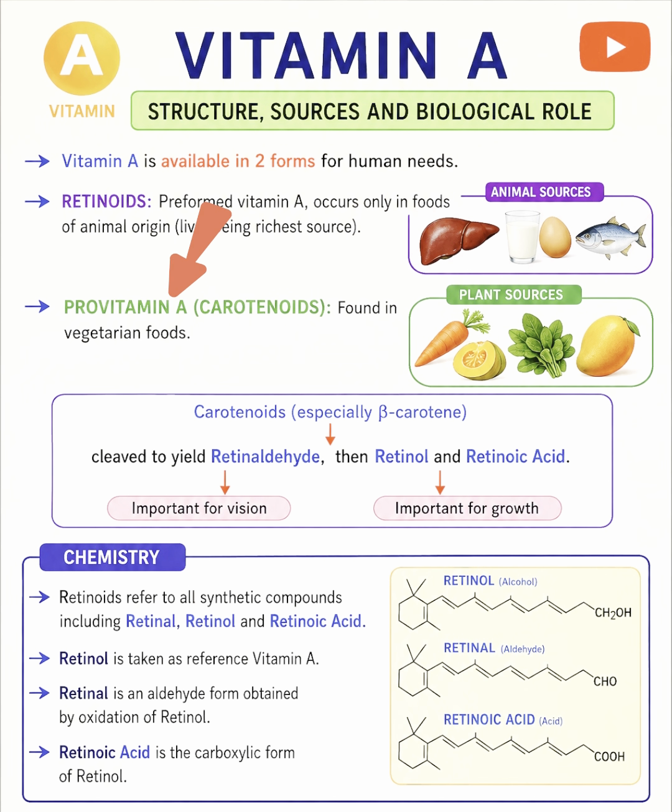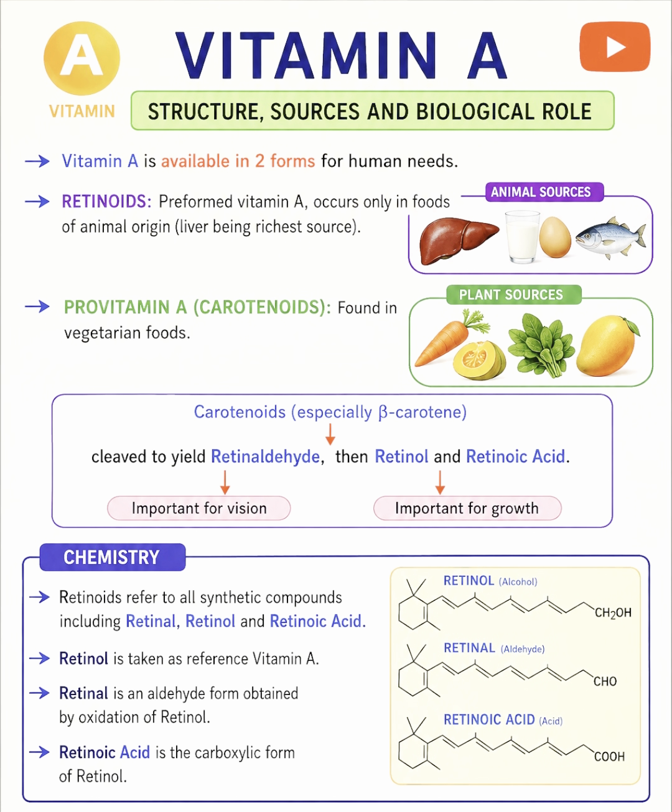Second are the provitamins, that are beta carotenes. These are found in vegetarian foods. And provitamins are cleaved to yield retinaldehyde, which is important for vision, and then retinol and retinoic acid. These are associated with growth.